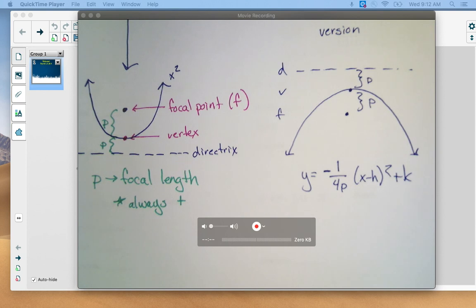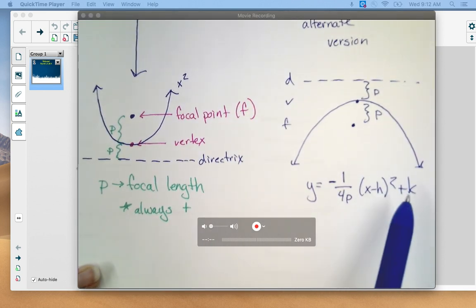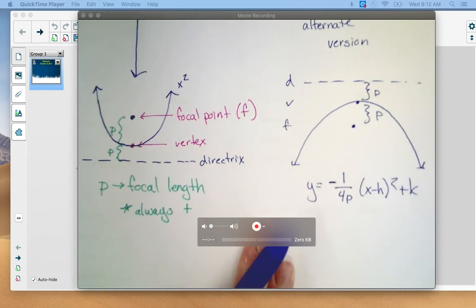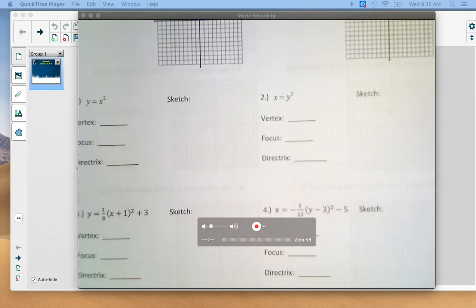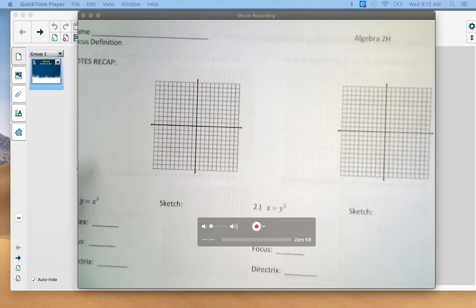Do you feel okay with the focal point? Do you feel okay with the focal length? Right? How do we feel about the equation? Do we feel okay with where this equation is coming from? All right, so then let's take this information and let's go back to our packet. So this was supposed to be a note recap. I did a whole blank page because from what I heard, we needed a little bit more.